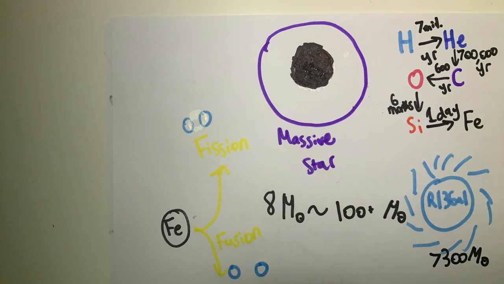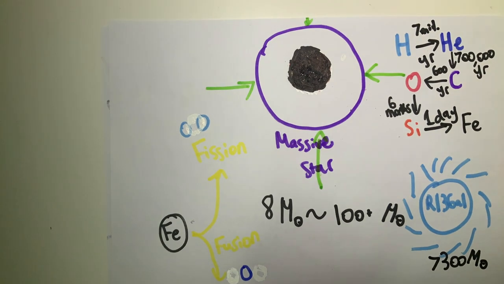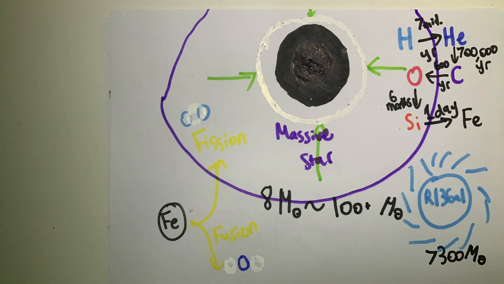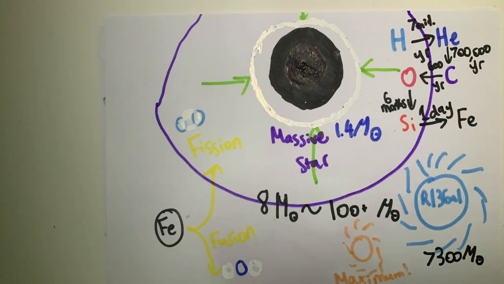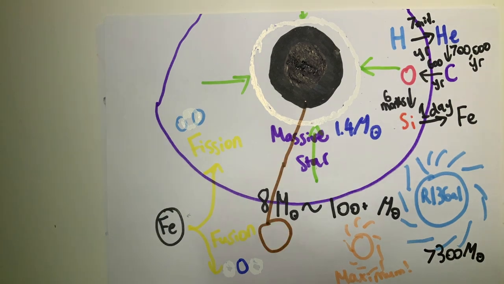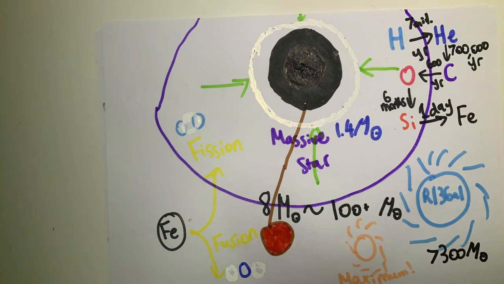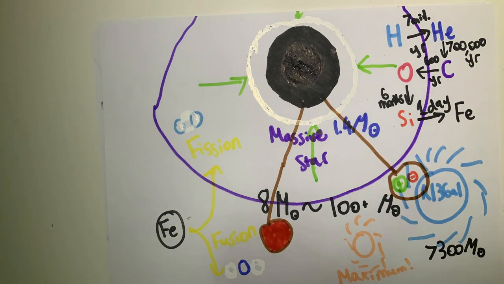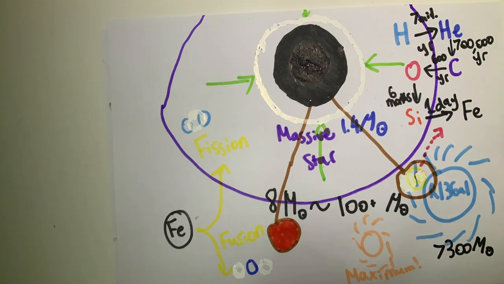Because of the stability of iron, it requires energy to react. Thus, the star is no longer able to fuse nuclei, tipping the balance. When the iron core reaches 1.4 solar masses, known as the Chandrasekhar limit, the pressure inside of the core becomes so great that electron degeneracy pressure fails, and protons and electrons are pushed to become neutrons.